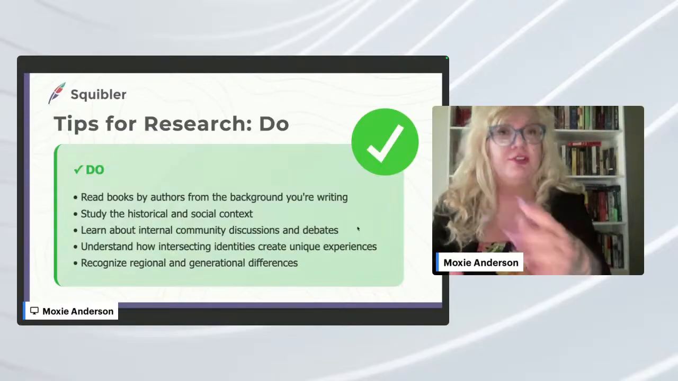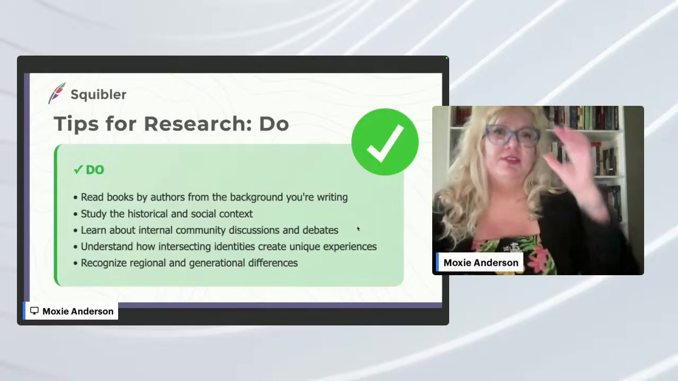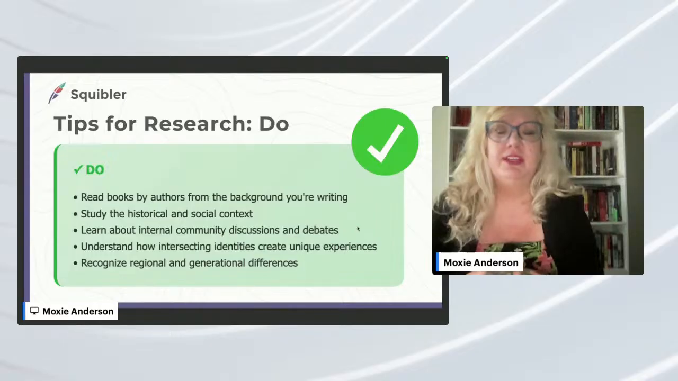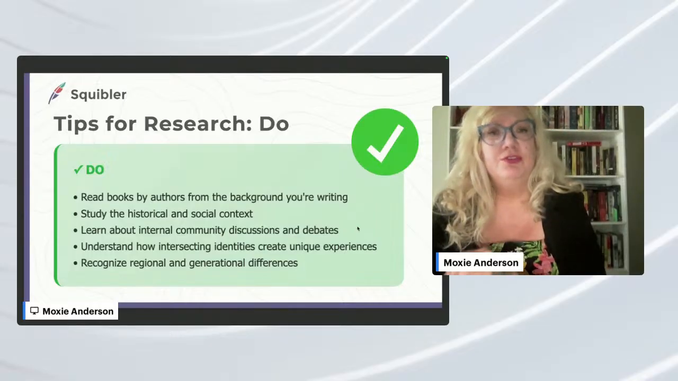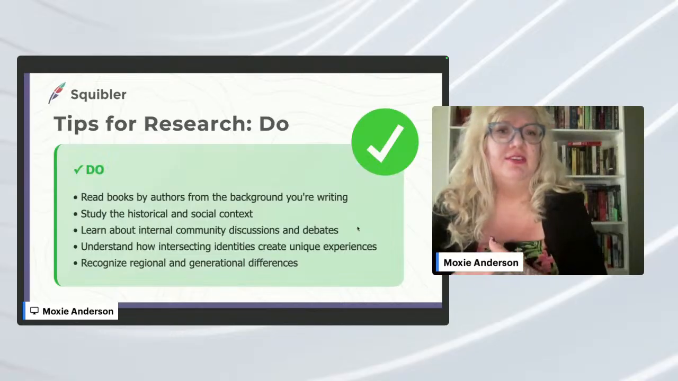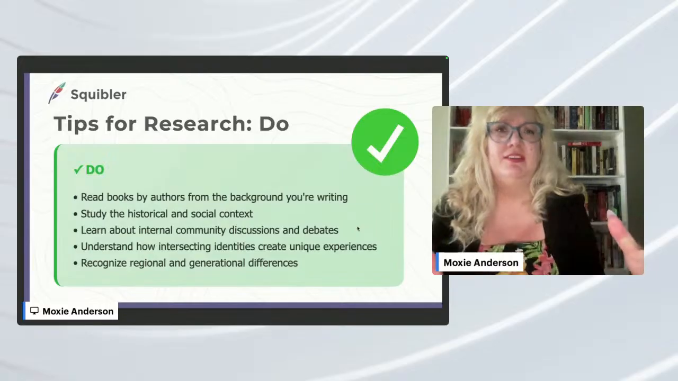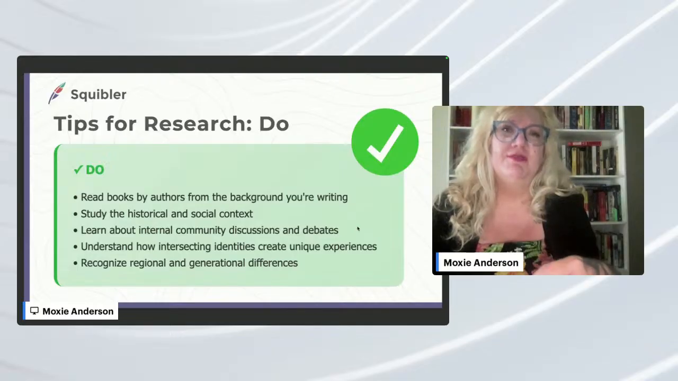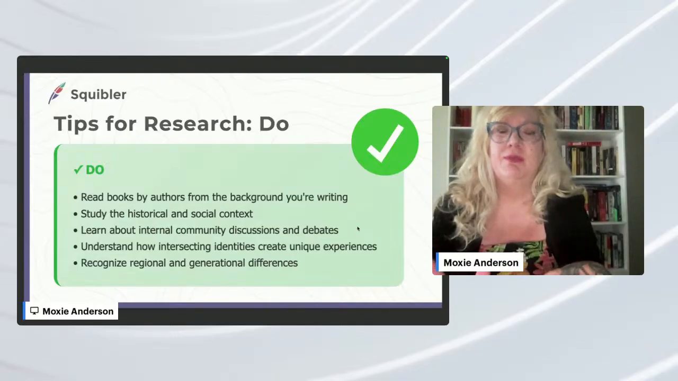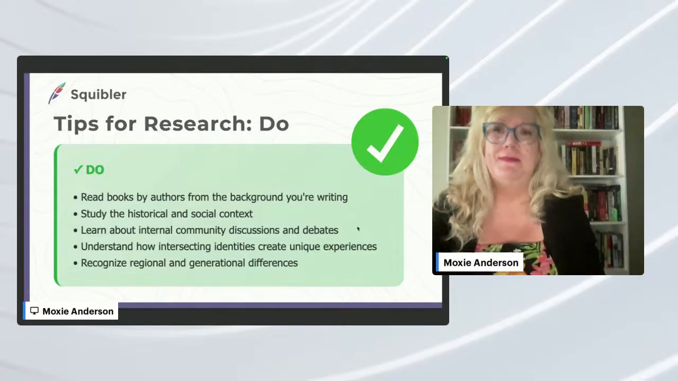So as you're doing some research, there are some do's and don'ts that will help you collect your information better. You do want to read books by authors from the background you're writing. That's really important. Study the historical and social context that the person you're going to be writing about is living in as well. Take a moment to learn about those internal community discussions and debates within the community you're writing about, and understand how intersecting identities create unique experiences, because not everybody's experience within a culture is going to be the same. And then think about regional and generational differences. How is someone who's older going to approach something versus someone who's younger?